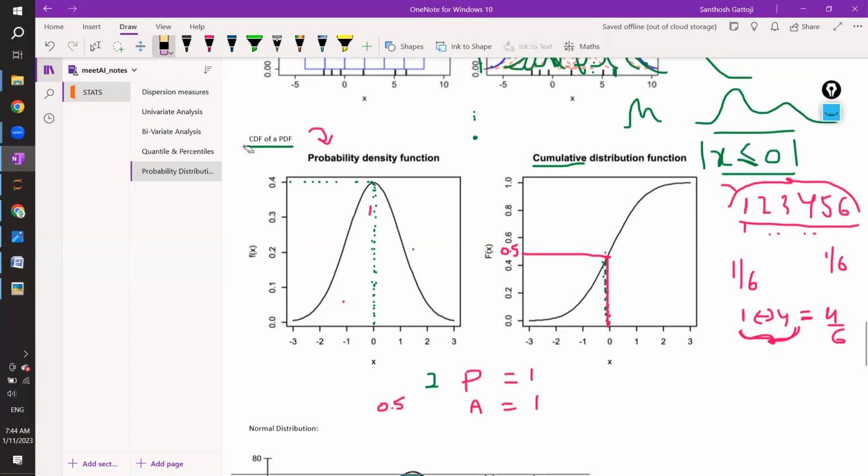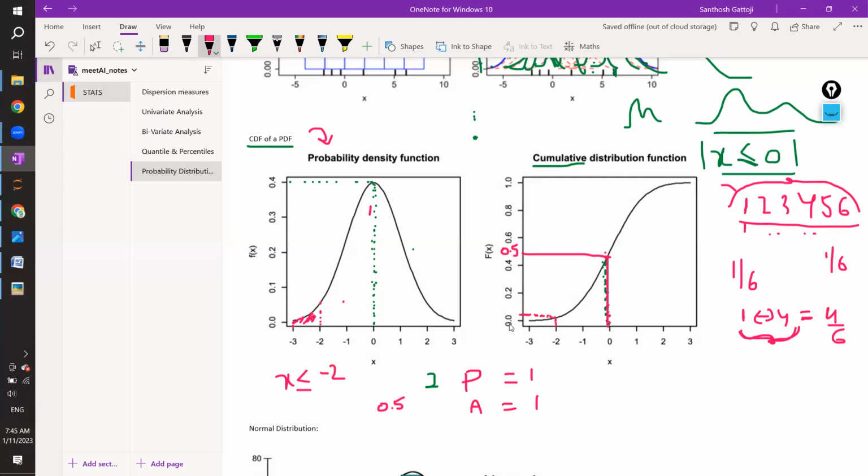When you're asking for -2, it will give you X less than or equal to -2. That means from -2, the least point is -3. This area probability you are going to get, and the cumulative distribution is going to directly give that. For -2, if you see, at -3 it is 0. For -2 it is slightly above, slightly greater than 0.